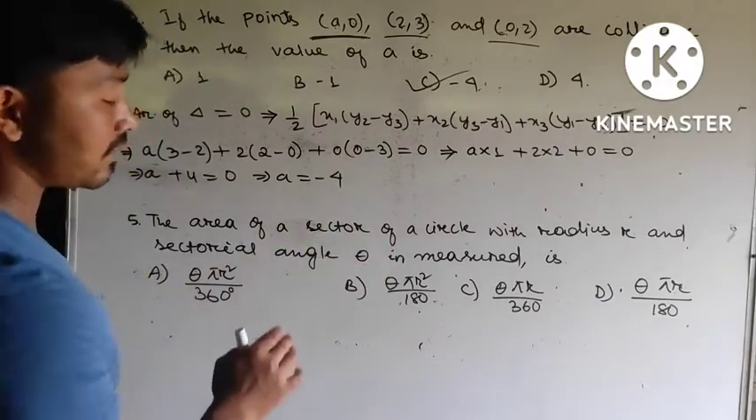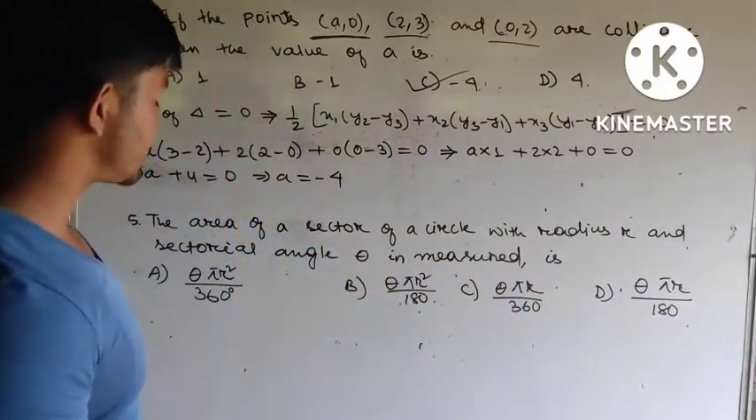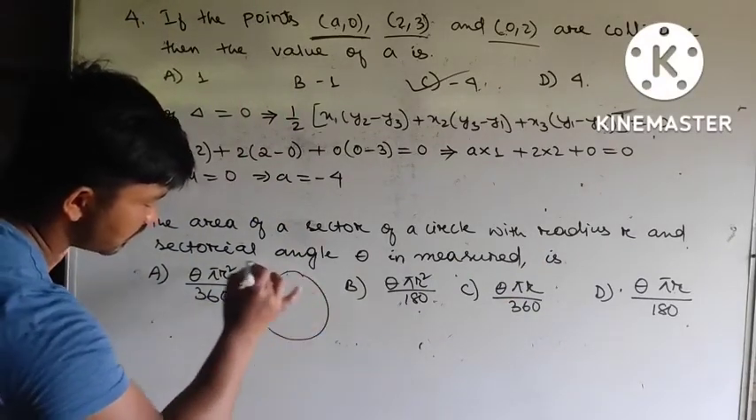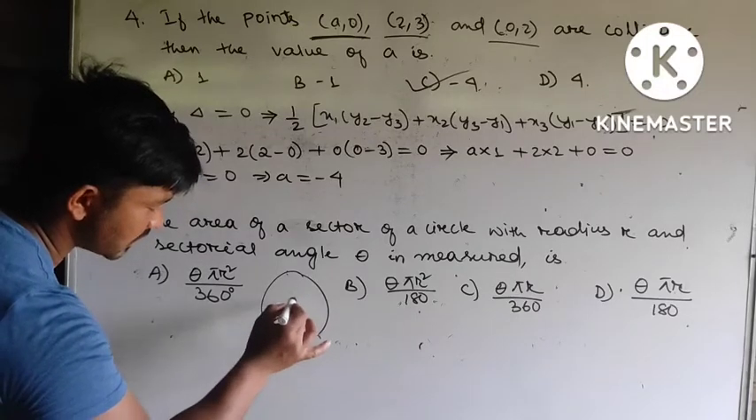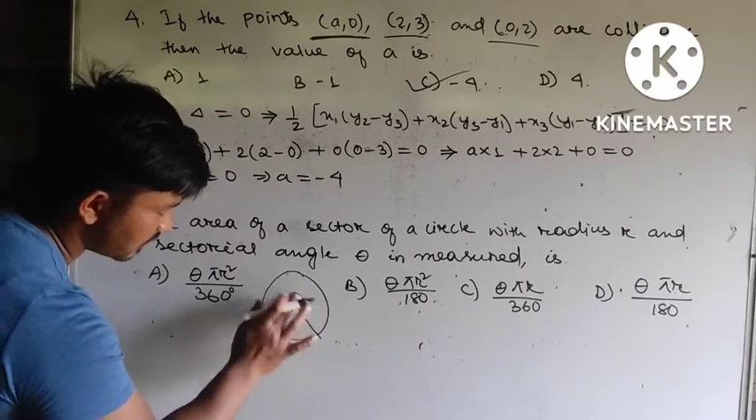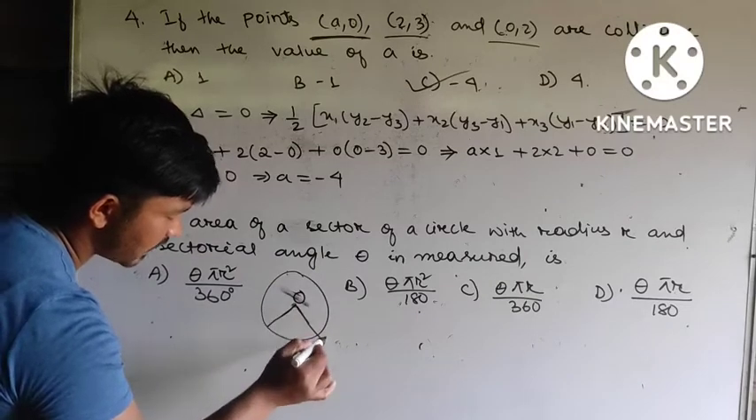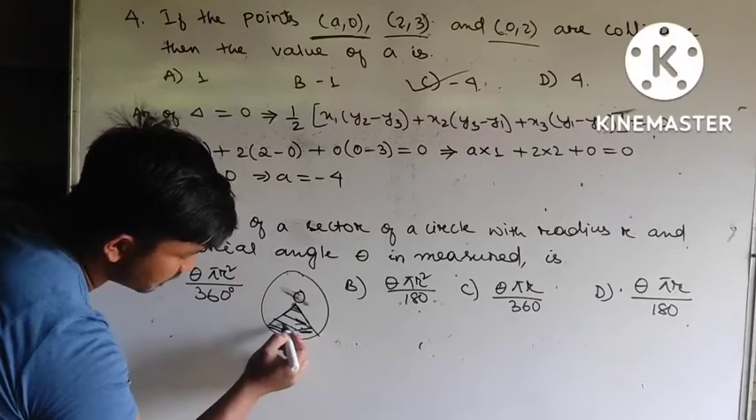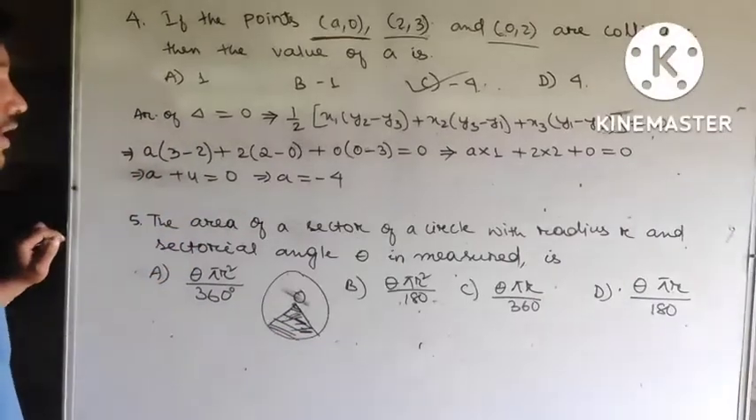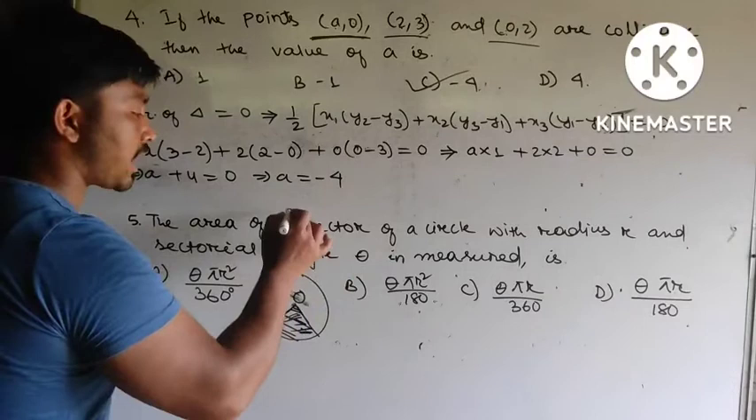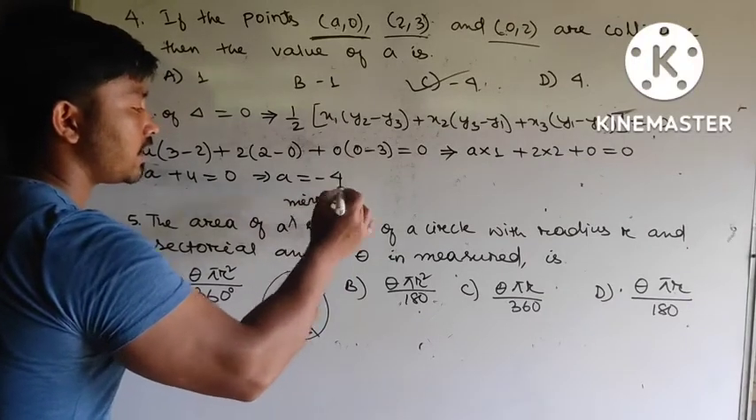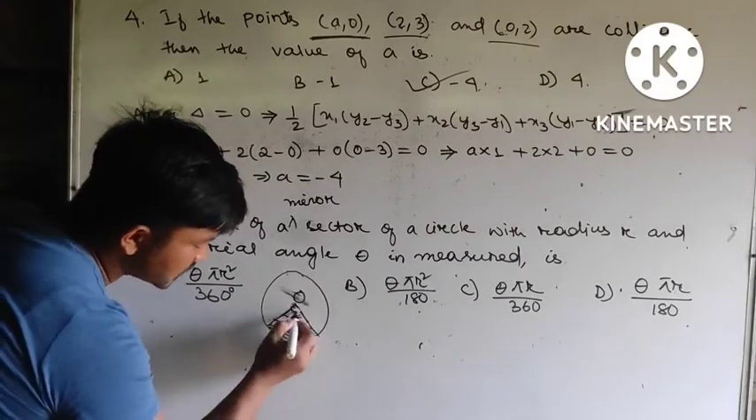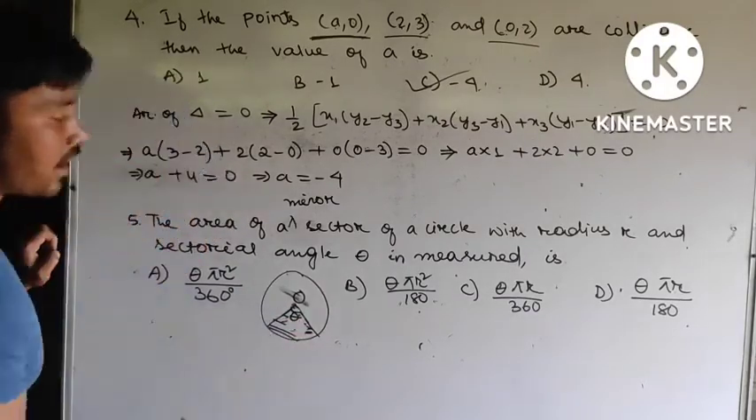The angle given is in theta. Then what will be its sector area? Sector means, let's say there is a circle, and this is the center O, and if this is a radius, then the area bounded inside between the two radii is called a sector. Sector is also sometimes called a minor sector, right? It may be sector or it may be minor sector. And the angle given here is in terms of theta. Theta means angle.